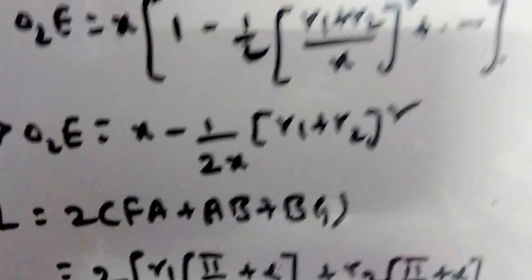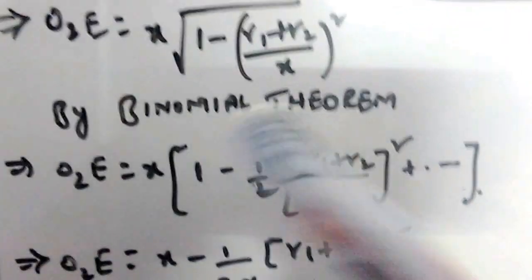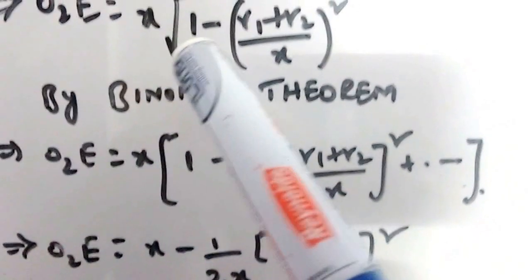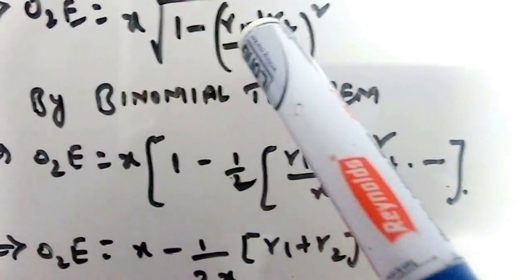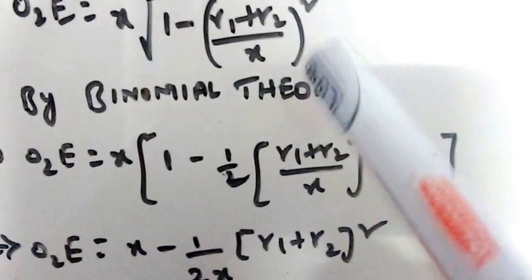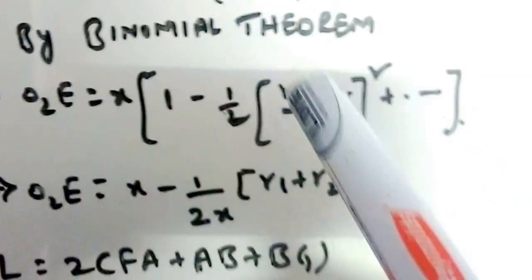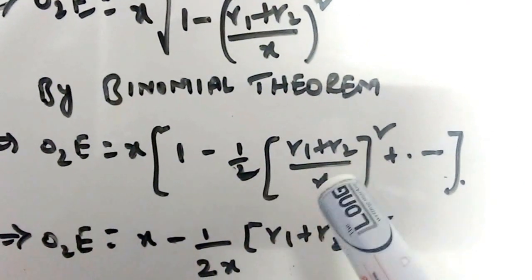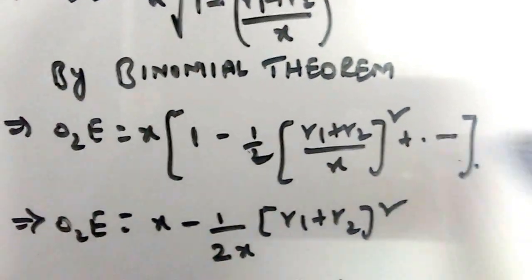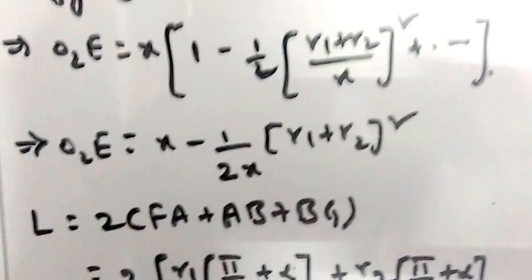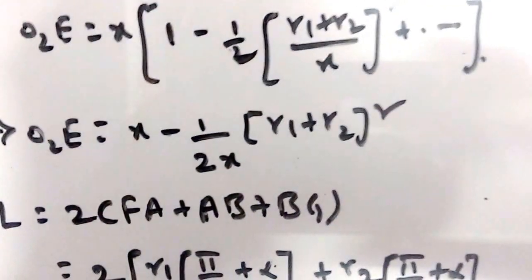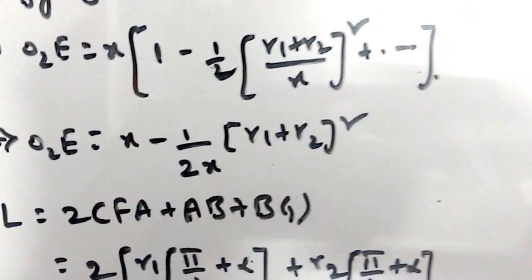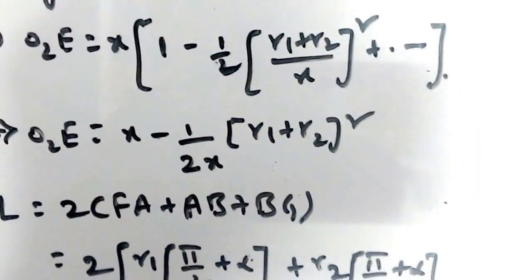If you take x as common, you will get x into the square root of 1 minus ((R1 plus R2) by x) whole square. With the help of the binomial theorem you can expand this as x into (1 minus 1 by 2 into ((R1 plus R2) by x) whole square, and so on). Multiplying by x, the approximate value is x minus 1 by 2x into (R1 plus R2) whole square.